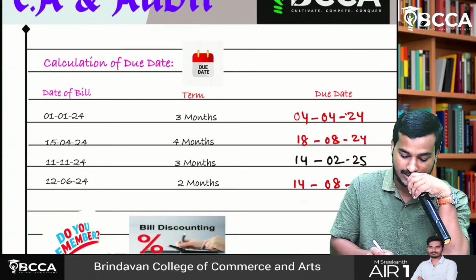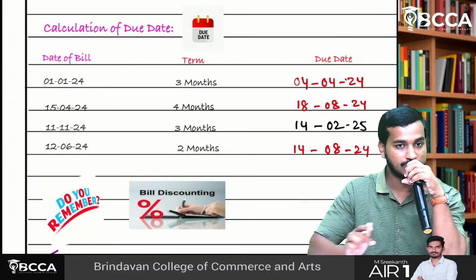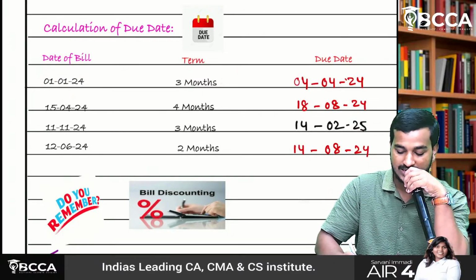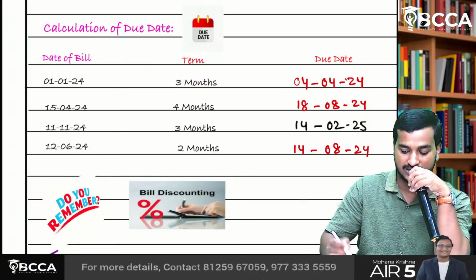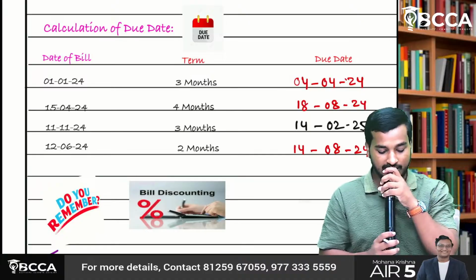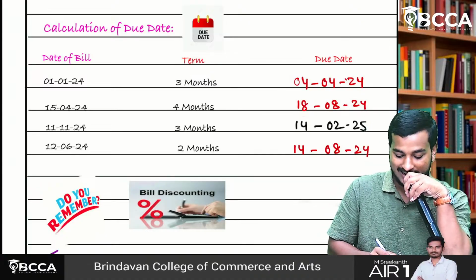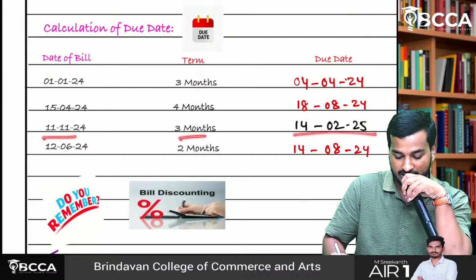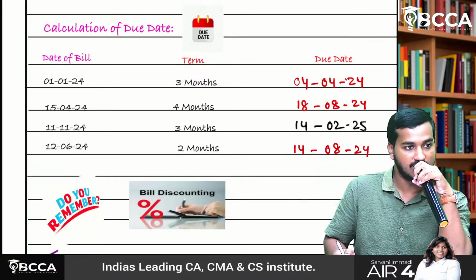For example, if you observe these 4 bills, the first bill date 1/1/2024, 3 months means 1/4, plus 3 days, 4/4. Second bill 15/4 plus 4 days, 18/8. Third bill 11/11, 3 months, 14 Feb. Last one 12/6, 2 months, 14 August.